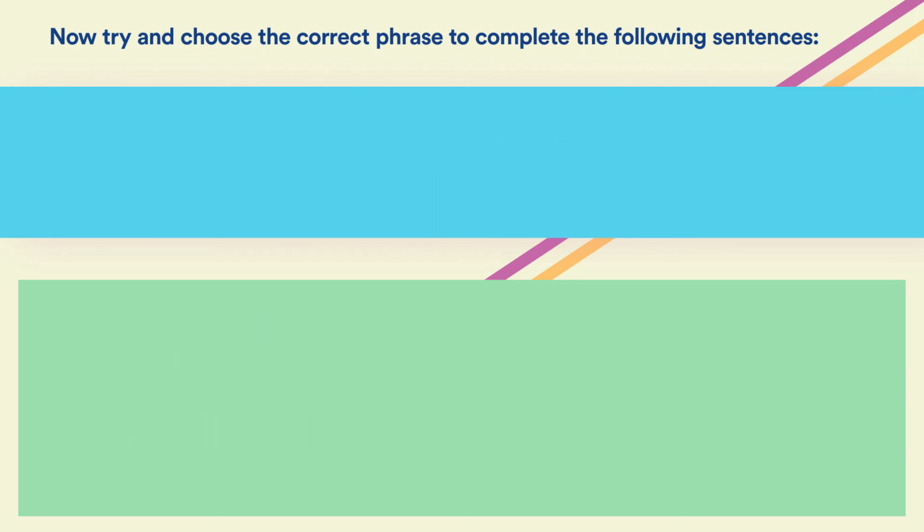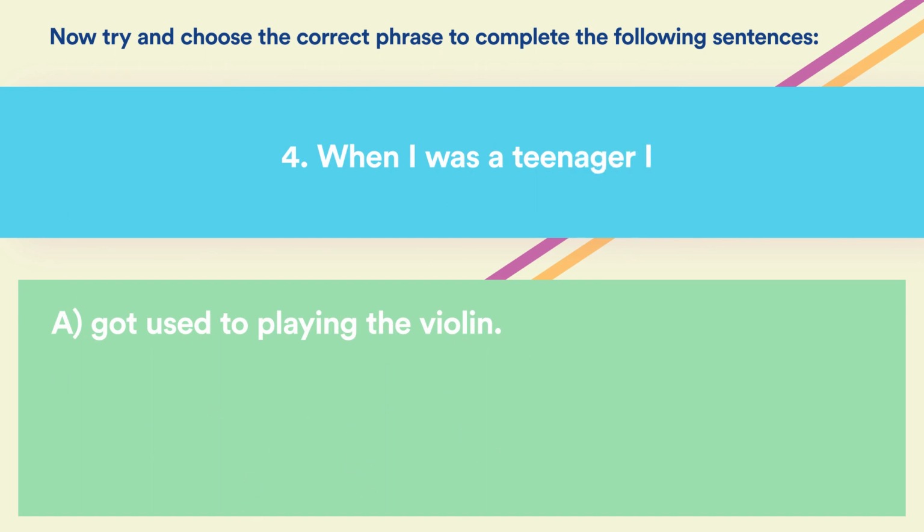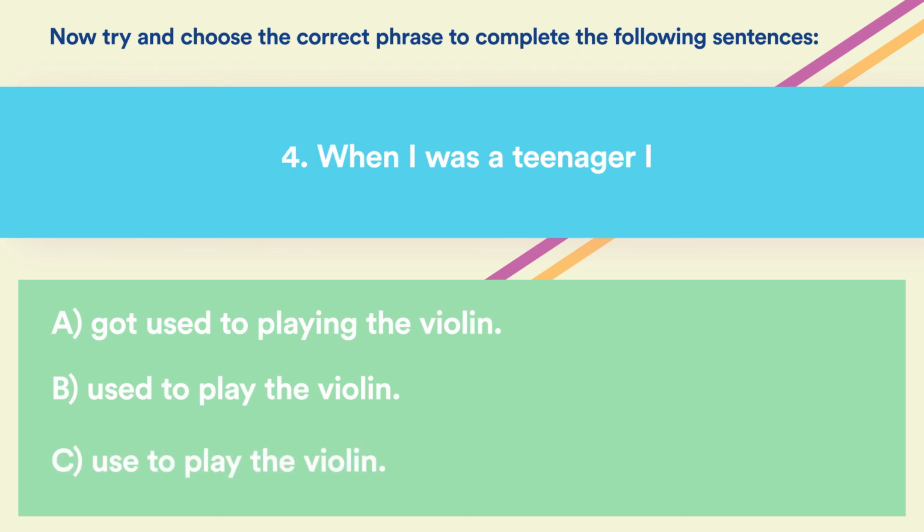Number 4. When I was a teenager, I A. got used to playing the violin. B. used to play the violin. C. used to play the violin. The correct answer is B. When I was a teenager, I used to play the violin.